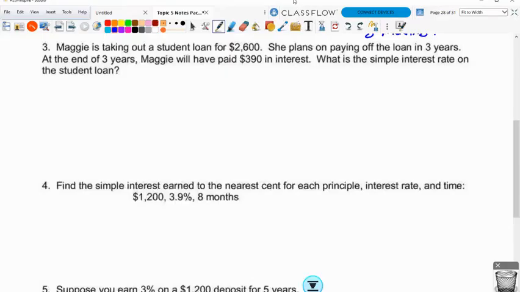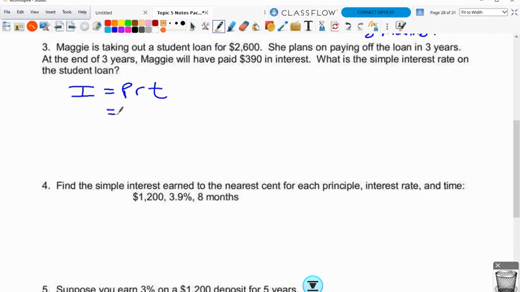In our next example, we're told that Maggie is taking out a student loan for $2,600. She plans on paying off the loan in 3 years. At the end of 3 years, Maggie will have paid $390 in interest. So what was the simple interest rate on the student loan? Okay, so this time we're calculating the rate. We need our interest formula, I equals PRT. Okay, let's substitute in our values.